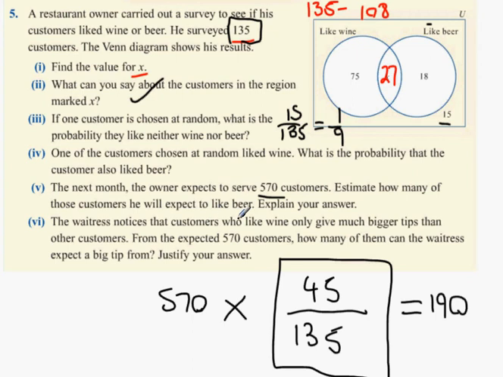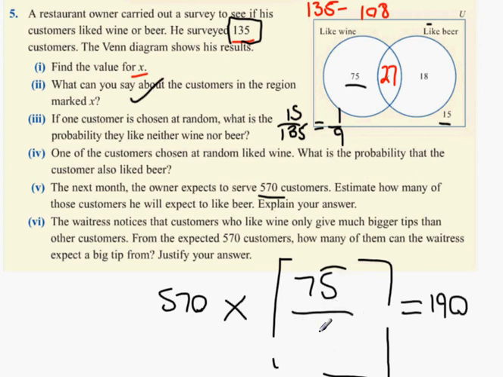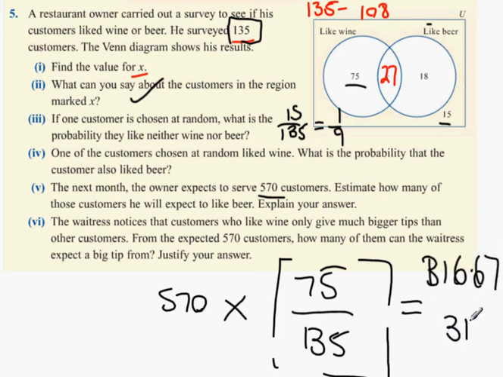The waitress notes that customers who like wine only give much better tips than other customers. From the expected 570 customers, how many of them can the waitress expect a big tip from? There's 570 people. Out of our last survey, 75 people were wine only. So we multiply 570 by 75 divided by 135. It didn't go in evenly. 316.6. What can you say about that? We can round it up to roughly 317 people likely to drink wine only.